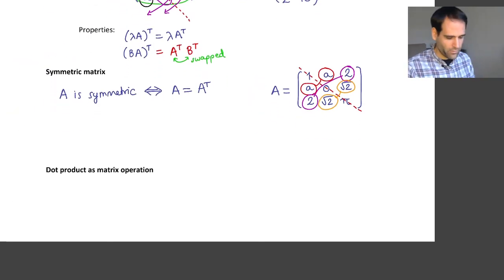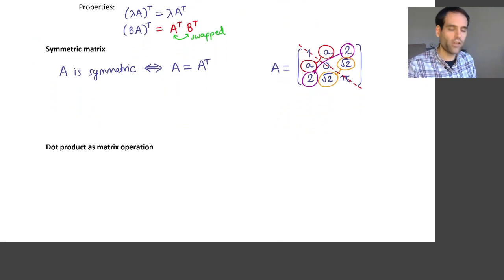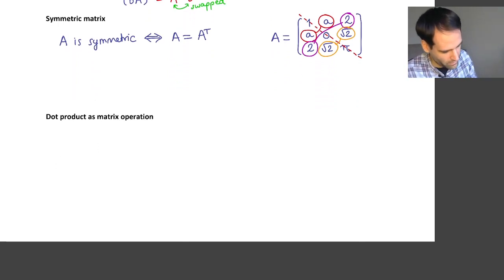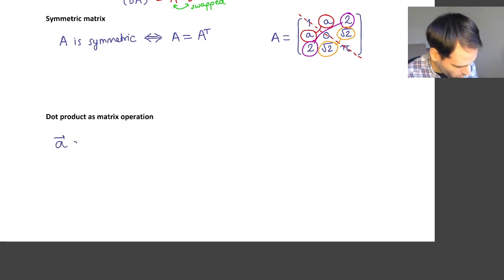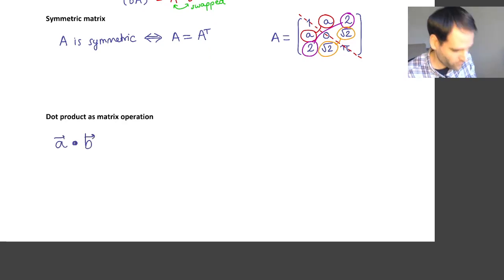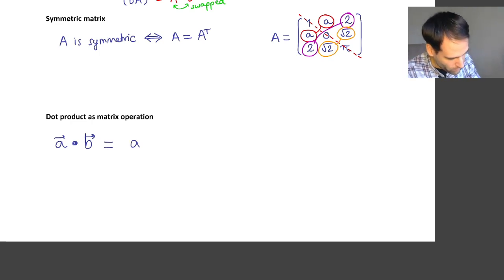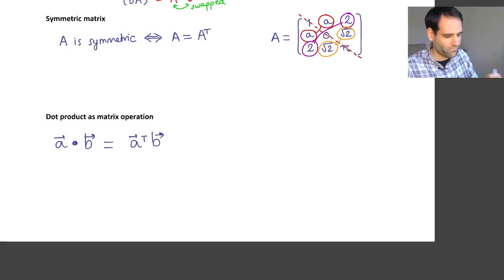Another interesting thing we can do with the transpose is to write the dot product between two vectors as if it was a matrix operation. So have a look at this. The dot product of A dot B would be the first element of A multiplied by the first element of B plus the second element of A multiplied by the second element of B plus dot dot dot. So this can be written as A transposed matrix multiplied with B.